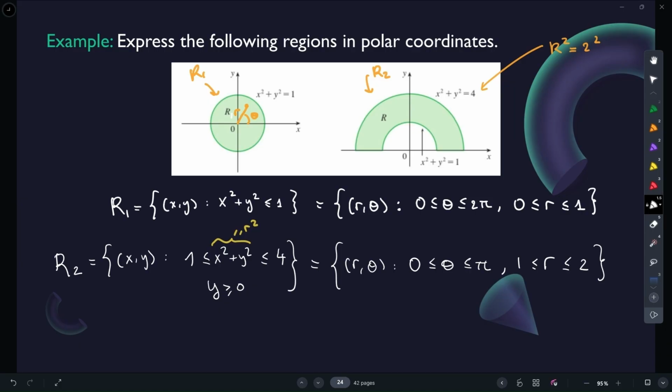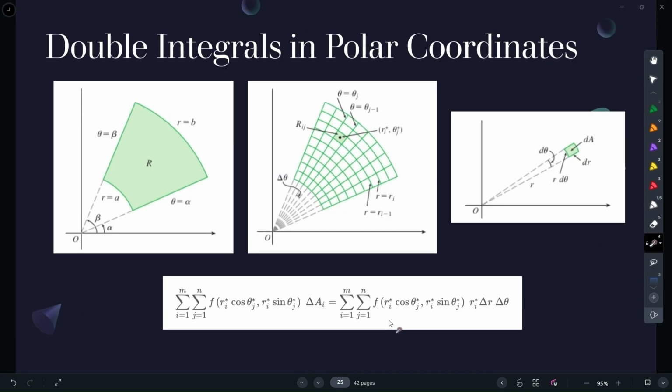So this is now the description of this region, R2, in polar coordinates versus the description of the region in Cartesian coordinates. So how are we going to do double integrals in polar coordinates? Suppose I want to integrate over this region R, which is some circular sector. What we're going to do is just like we did with the Riemann integral.